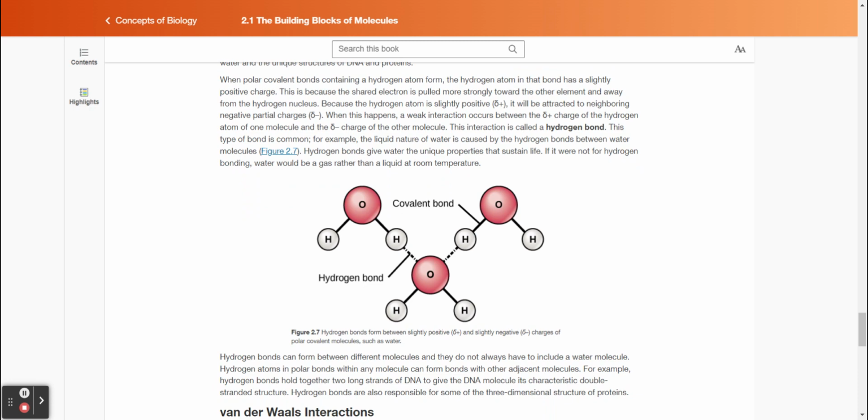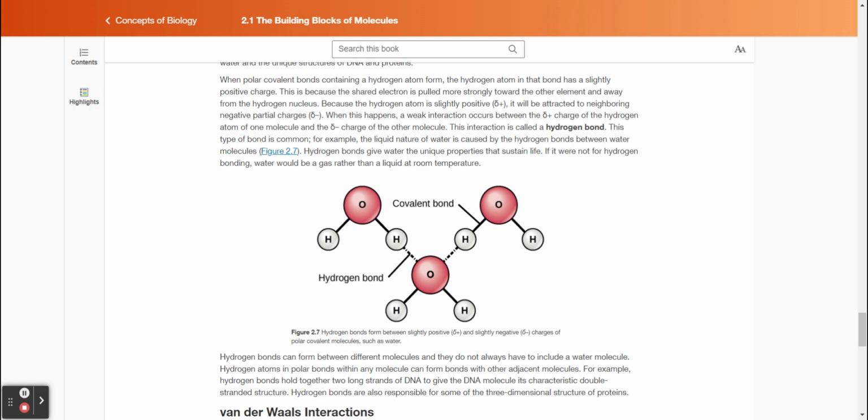When polar covalent bonds containing a hydrogen atom form, the hydrogen atom in that bond has a slightly positive charge. This is because the shared electron is pulled more strongly toward the other element and away from the hydrogen nucleus. Because the hydrogen atom is slightly positive, it will be attracted to neighboring negative partial charges. When this happens, a weak interaction occurs between the partial positive charge of the hydrogen atom of one molecule and the partial negative charge of the other molecule. This interaction is called a hydrogen bond.